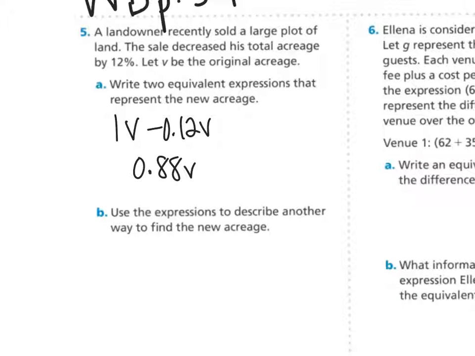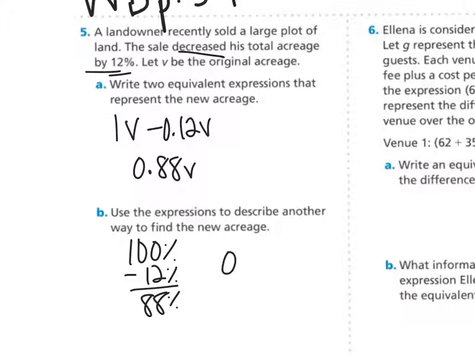Part B says use the expressions to describe another way to find the new acreage. So another way, basically what we could do is just say, it decreased by 12%. So if we had 100% and we decreased by 12%, then we'd have 88%. And then we could write that as 88/100 v. Okay? Just finding 88% of the original acreage is what we're doing there.